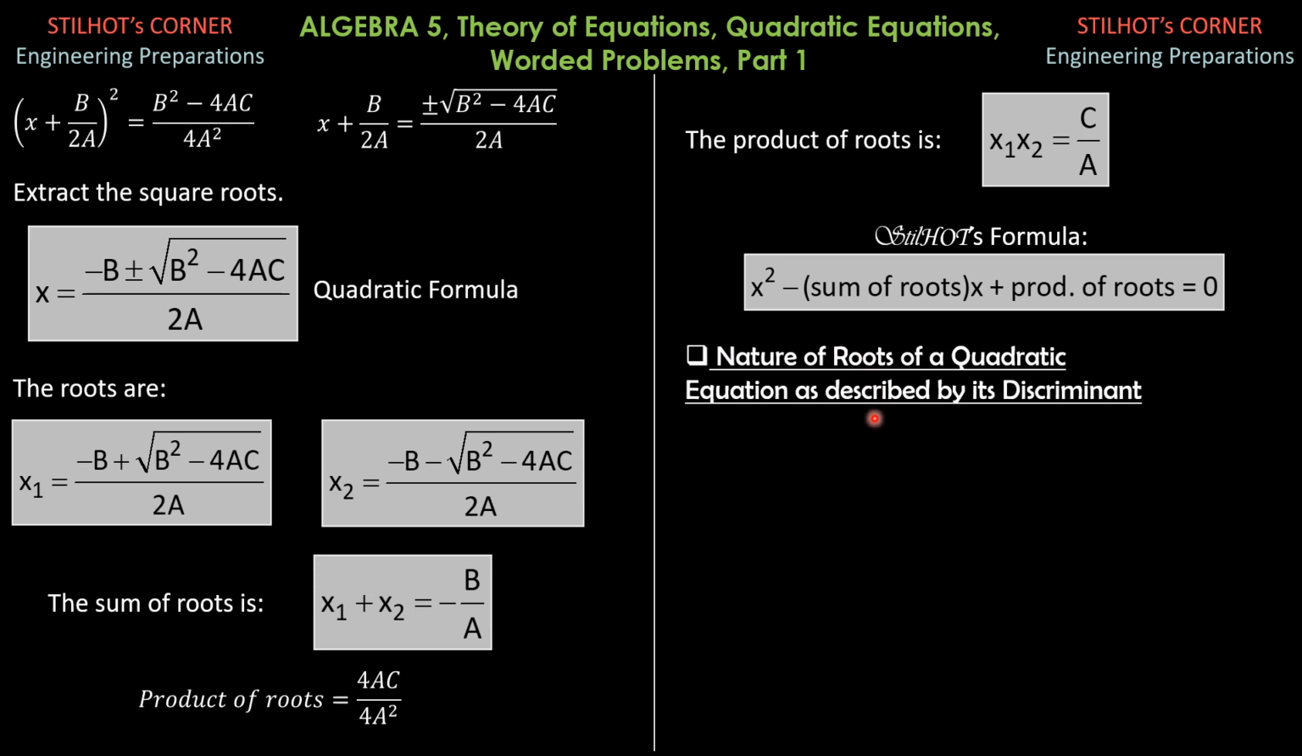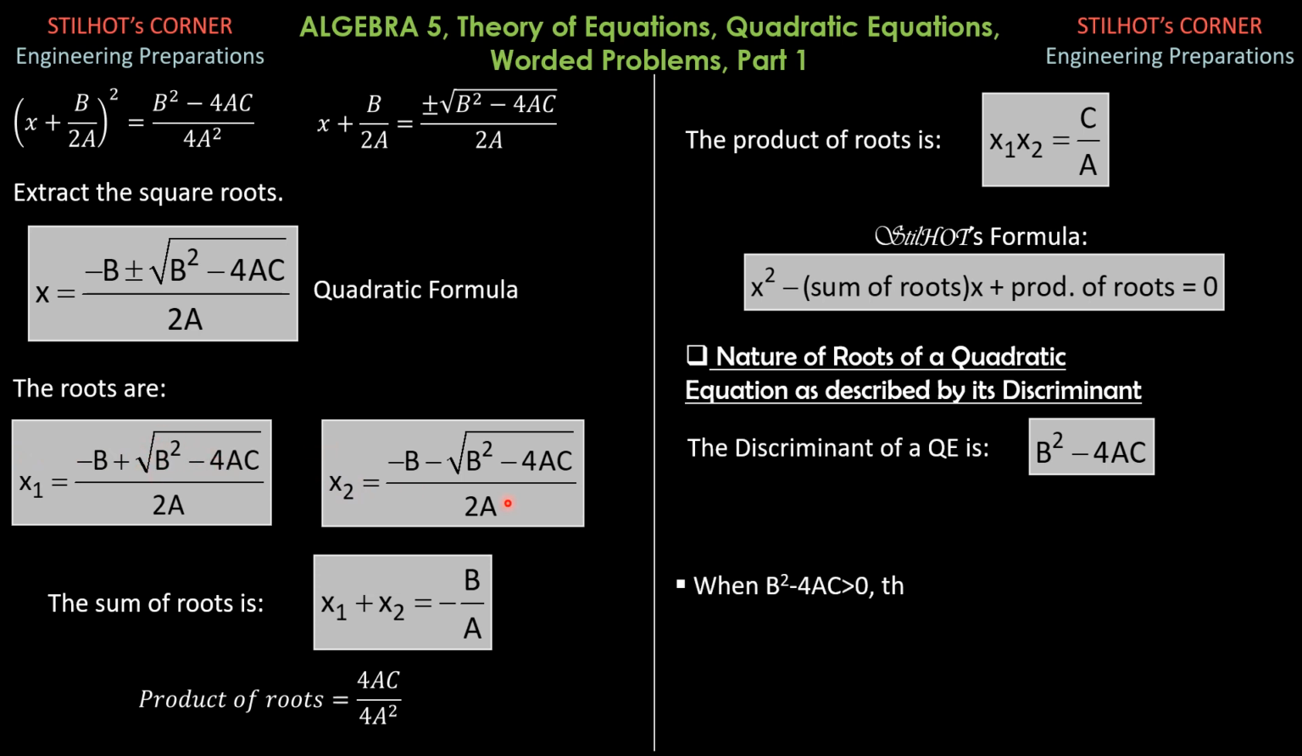Then we have here the nature of roots of a quadratic equation as described by its discriminant. The discriminant of the quadratic equation is the radicand in this radical, so b squared minus 4ac. So that's the discriminant. Then the nature of the roots will depend on this discriminant. If the discriminant is positive, we have two distinct real roots because of the square root of a positive number. When b squared minus 4ac is greater than 0, or positive, the roots are real and distinct.